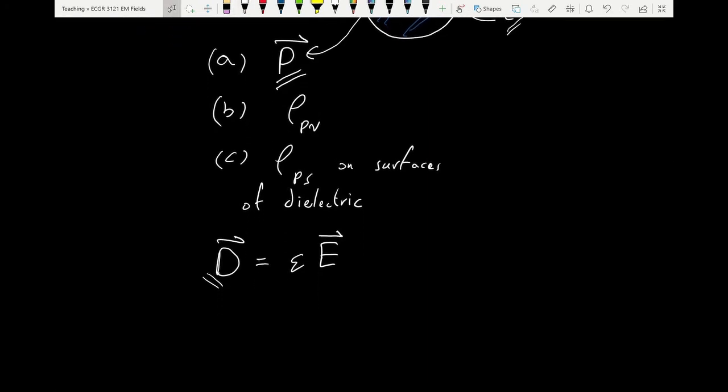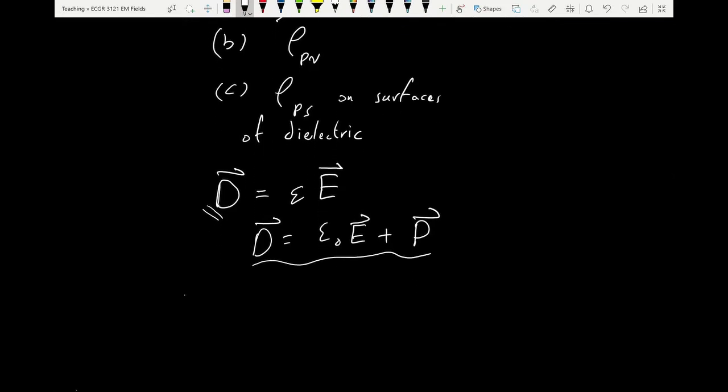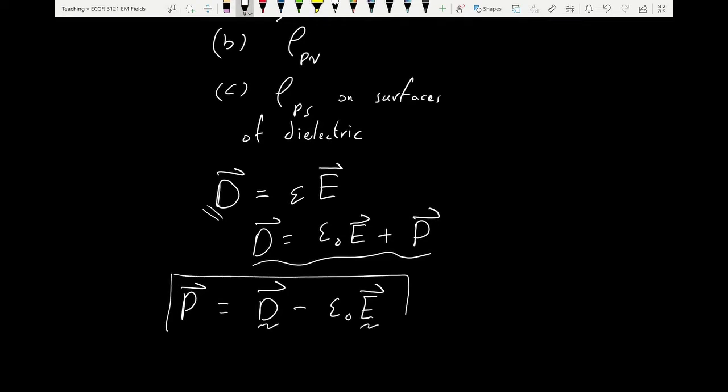So another relationship we know is that D equals epsilon naught E plus P, right? So this gives us the way to calculating P. So now we know that P is going to be equal to D minus epsilon naught E, right? Once we know D and we know E, we can calculate P using this expression. How do we find D and E?